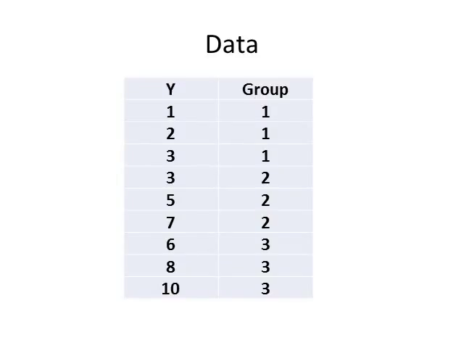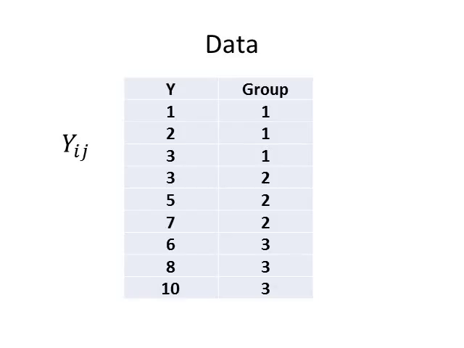So let's take a simple data set. We have y, and we have three groups: Group 1, Group 2, Group 3. And in each of those groups, we have three pieces of data. So for example, Group 1 has the values of 1, 2, and 3. Group 2 has the values of 3, 5, and 7. And Group 3 has the values of 6, 8, 10.